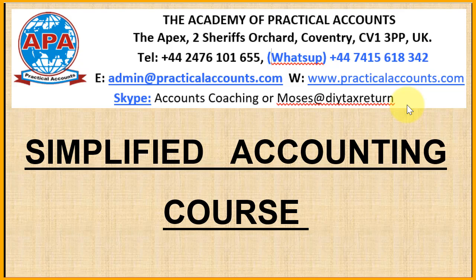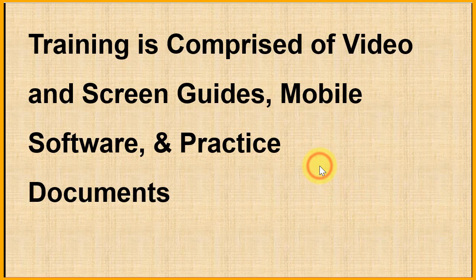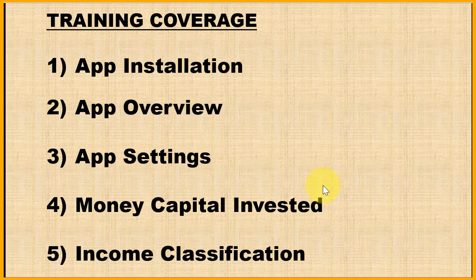to this simplified accounting course brought to you by the Academy of Practical Accounts based in Coventry, UK. It involves 10 hours of learning to record 25 different types of source documents, identify and present 30 annual reports. Training is comprised of video and screen guides, mobile software, and practice documents.